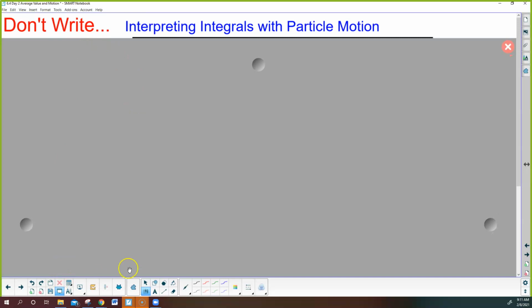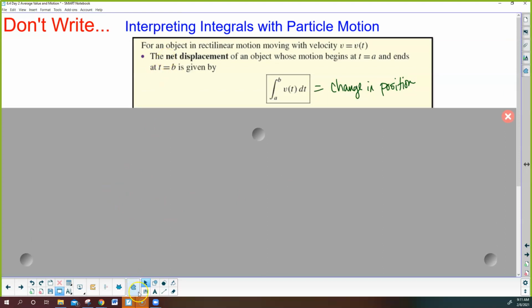All right, I don't want you to write this. I know I say that a lot, but on the next example, we're going to fill all this stuff in. So I just want to look at how do we interpret motion with integrals, and specifically particle motion. If a particle is moving left to right or up and down, what do we have? We have 2 different things, okay? And we kind of hinted at this a while back, but it's been a long time. For an object in rectilinear motion with velocity, okay? So this is our rate. Velocity is a rate, miles per hour, feet per minute. The net displacement, so the total change in position, is given by the regular integral.